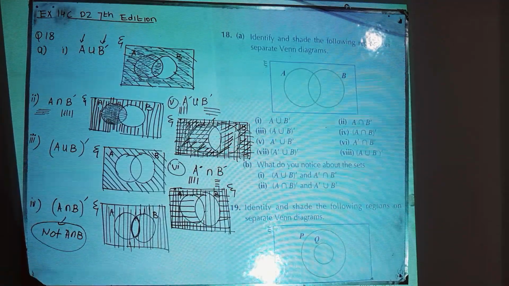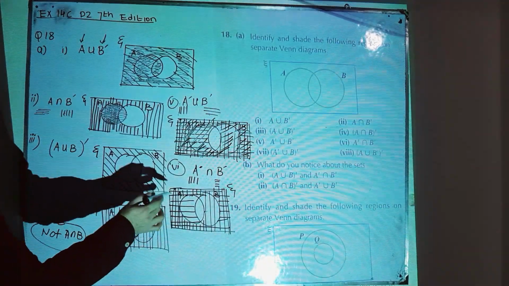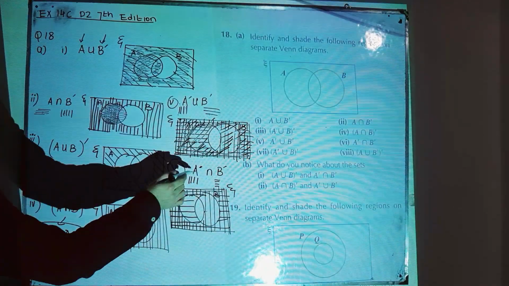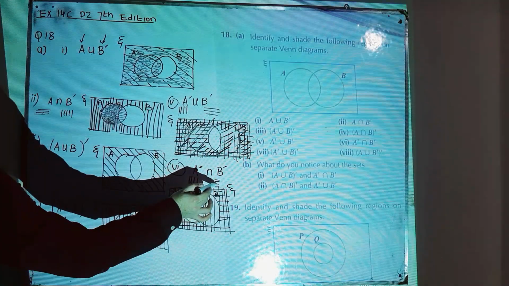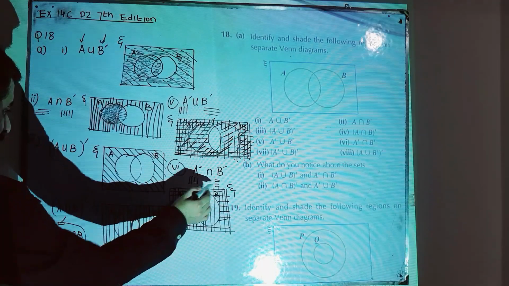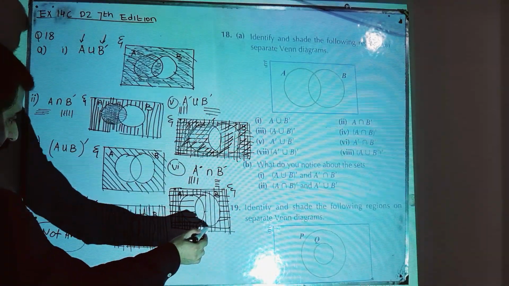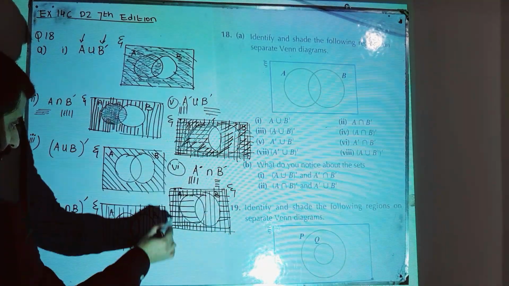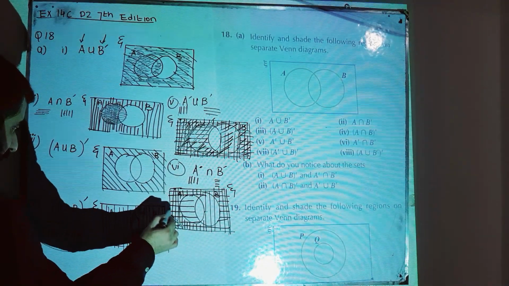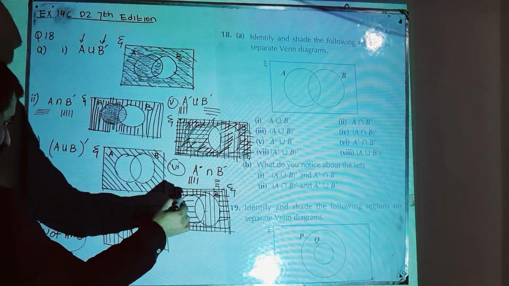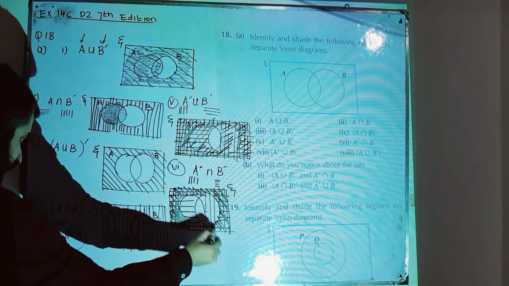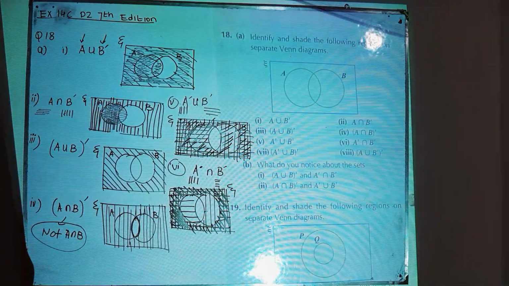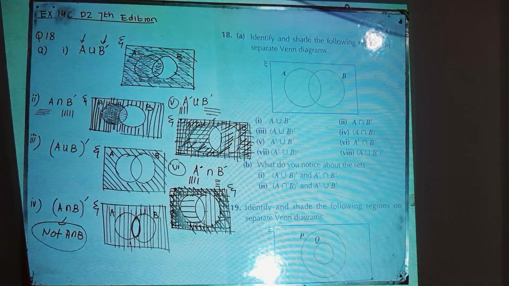Now for intersection. Intersection means the region where you have both of them, where you have A complement and where you have B complement. That means the region where you have vertical lines as well as horizontal lines. You should have vertical and horizontal lines in that part. So this outer region where you have both the lines, the horizontal as well as the vertical, that is the answer. This is the answer for part number 6.